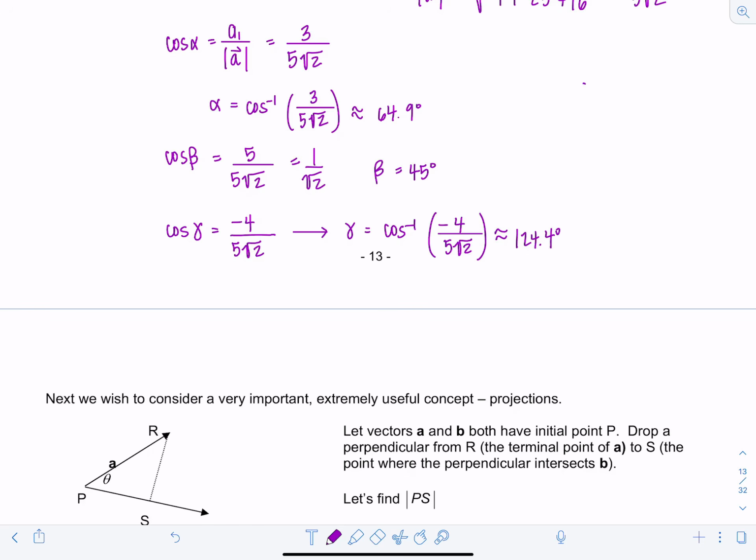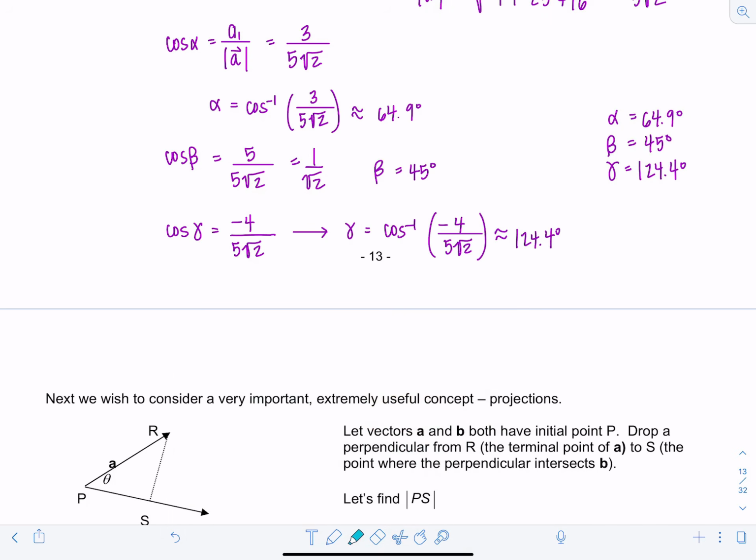They look sloppy. If you're taking a test, don't drive your instructor crazy like this. Write them out nicely. Okay, and alpha is 64.9 degrees. Good.